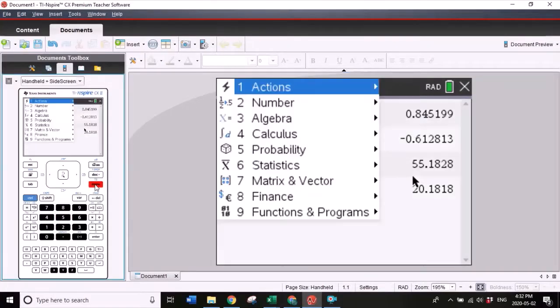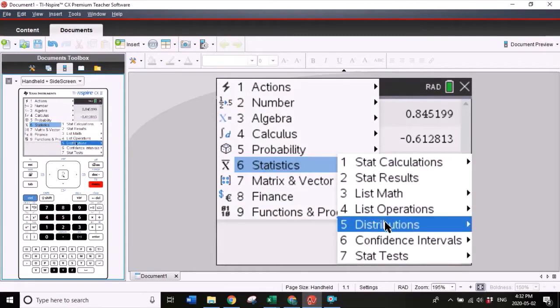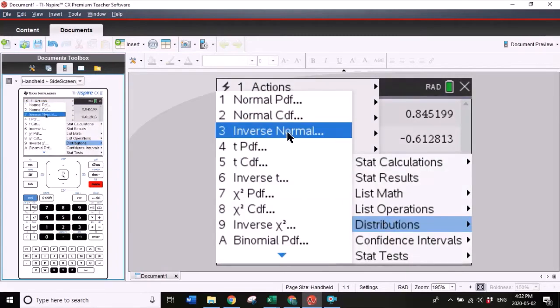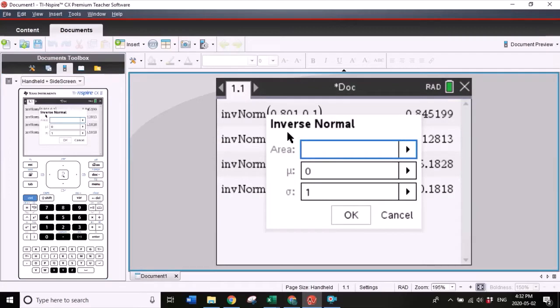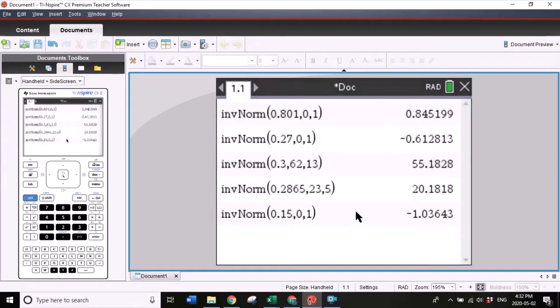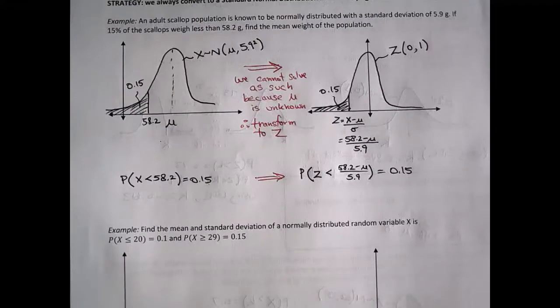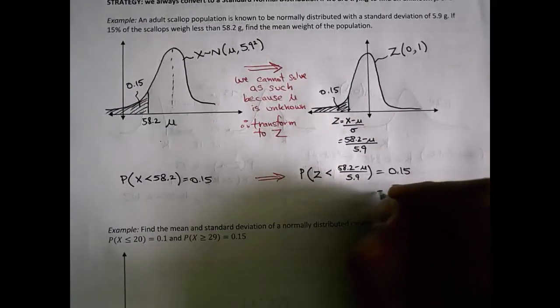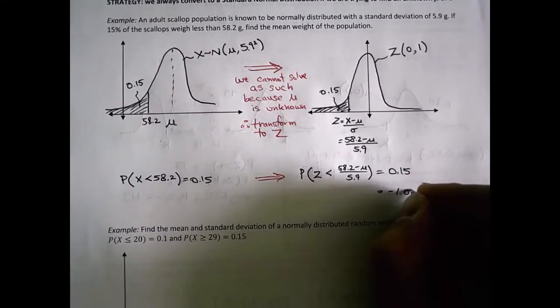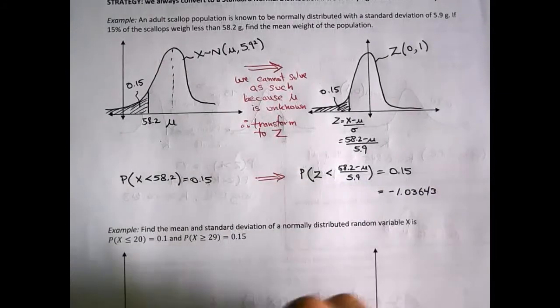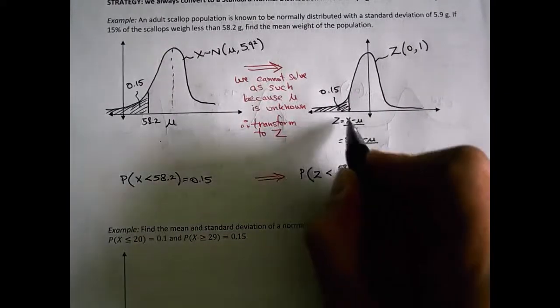For this one now, we're going to do the same thing we've always been doing. So menu, statistics, distribution, inverse normal. I'm going to type the area, which is 0.15. This is a standard normal distribution, so I press OK, and I get negative 1.03643. Again, we're not done. This is just the cutoff, but now I can go back and do some more math. Then my calculator spits out this cutoff of negative 1.03643. That's the cutoff.